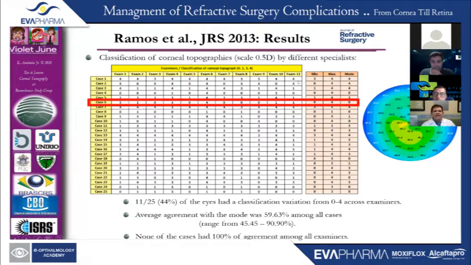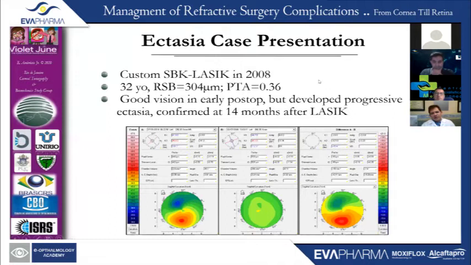So the subjective classification, published in the JRS 2013, is a very important weakness that we have when we screen cases. So we need to be objective. And how to be objective? We need to go to tomography and understand the tomography in an objective way.